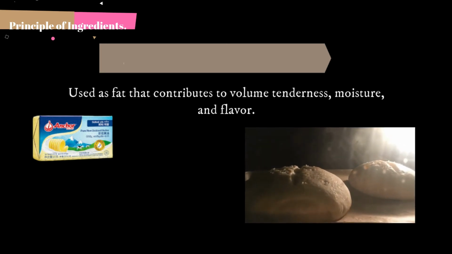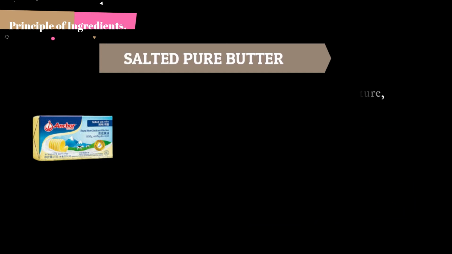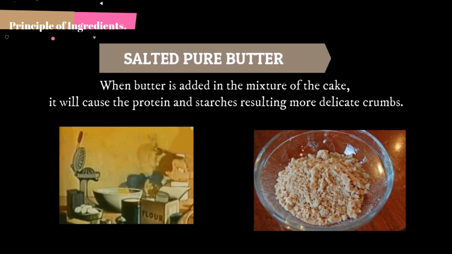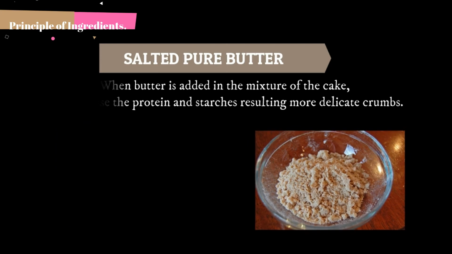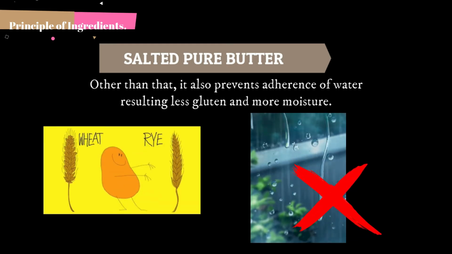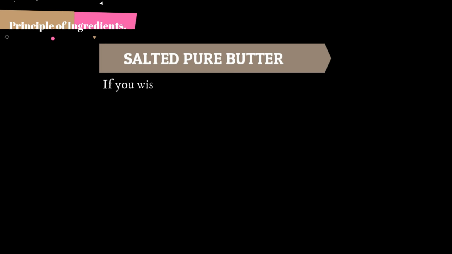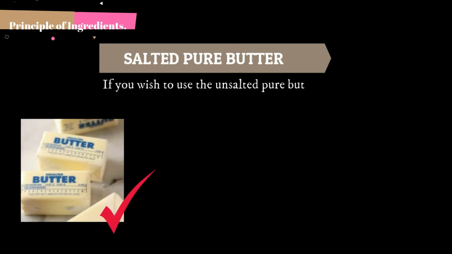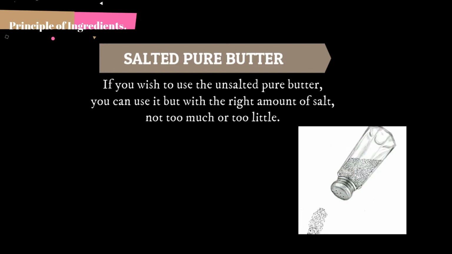Next is salted pure butter. Butter is used as fat that contributes to volume, tenderness, moisture, and flavor. When butter is added in the mixture of the cake, it will coat the protein and starches, resulting in more delicate crumbs. Other than that, it also prevents adherence of water, resulting in less gluten and more moisture. If you wish to use unsalted pure butter, you can, but with the right amount of salt, not too much or too little.